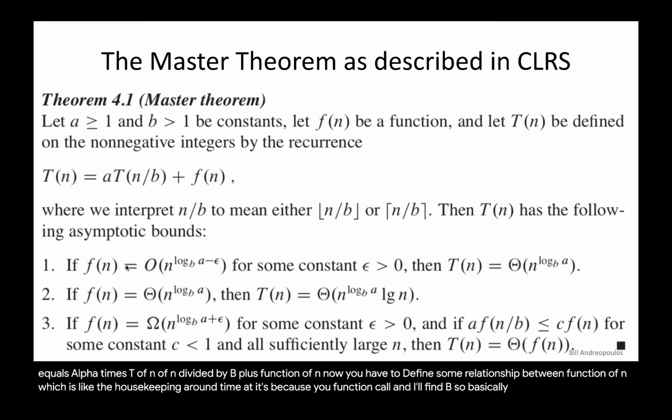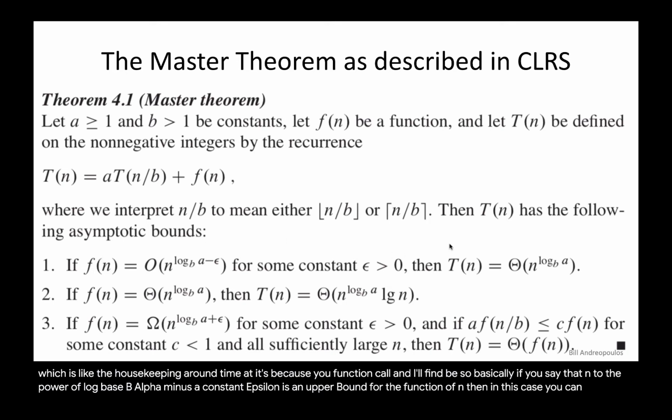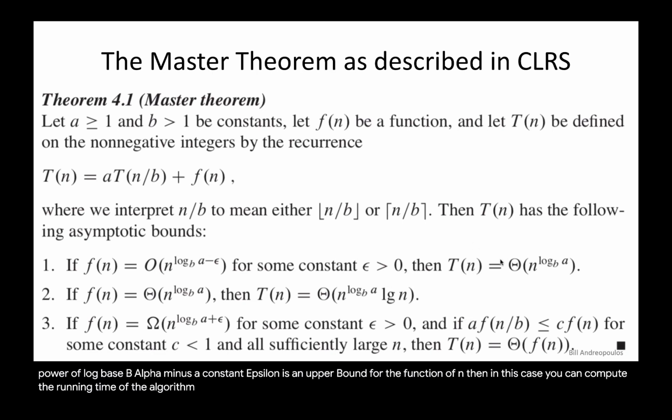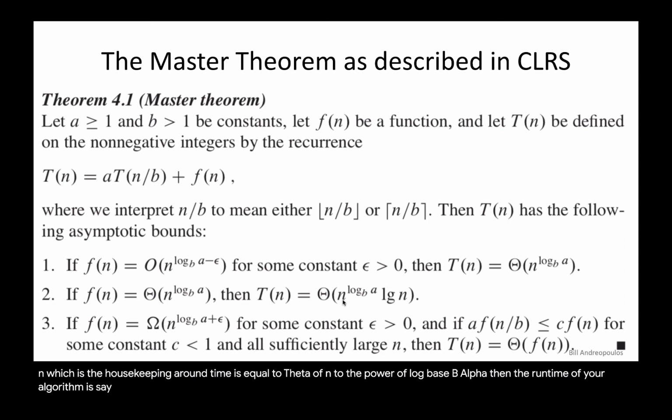So basically if n to the power of log base b of a minus a constant epsilon is an upper bound for f(n), then in this case you can compute the runtime of the algorithm T as theta of n to the power of log base b of a. Now if you have the case where your f(n), which is the housekeeping runtime, is equal to theta of n to the power of log base b of a, then the runtime of your algorithm is theta of n to the power of log base b of a times log of n.